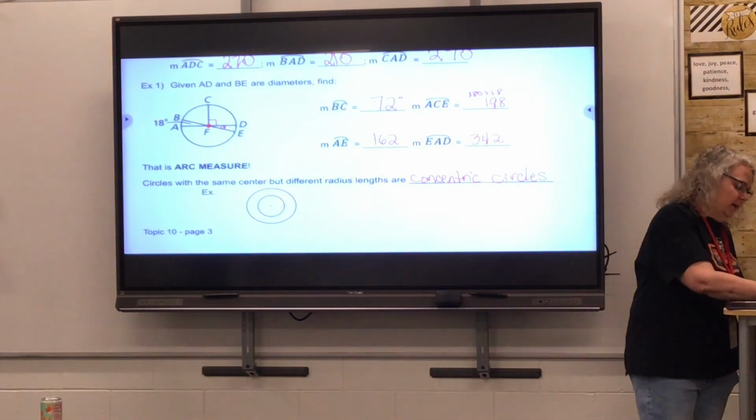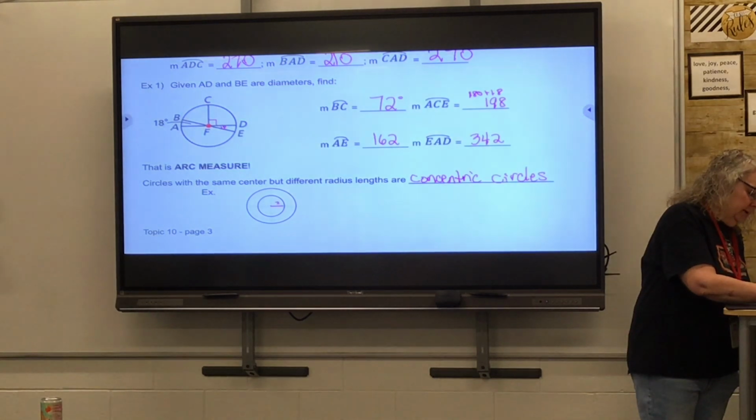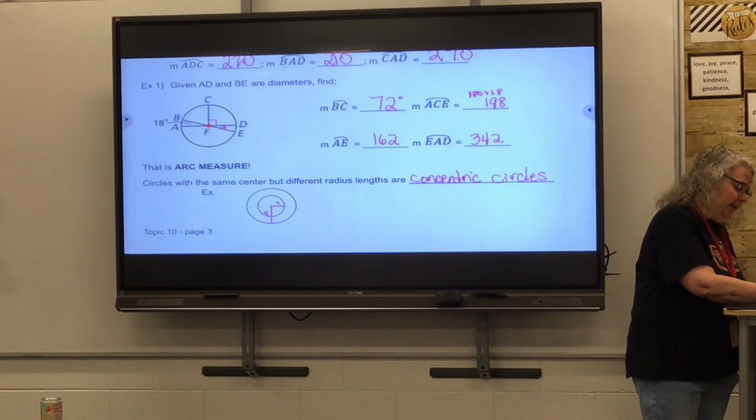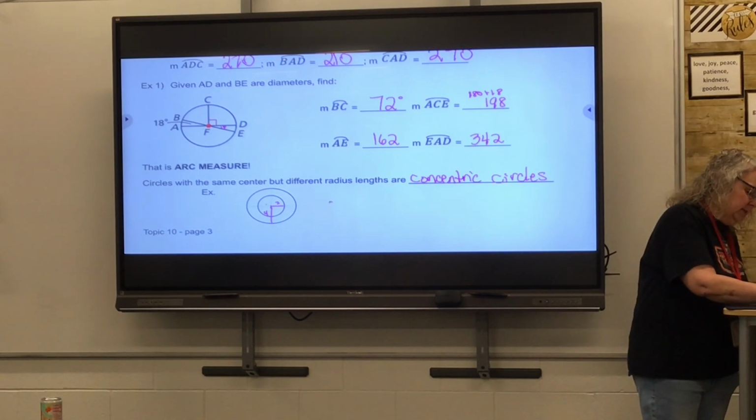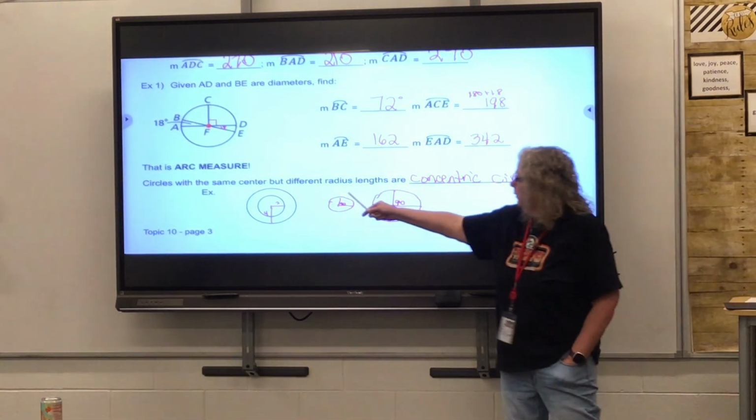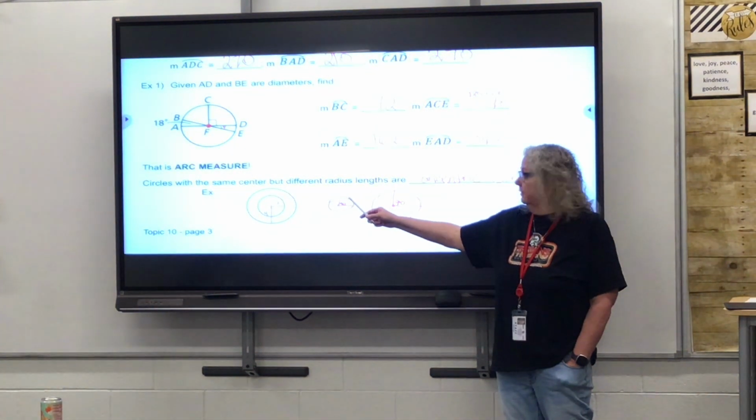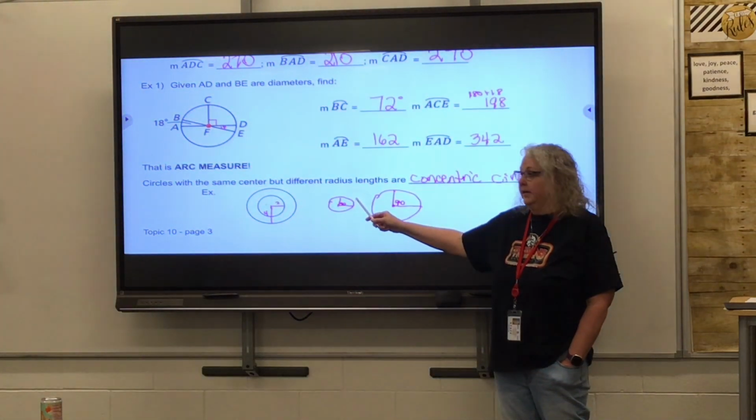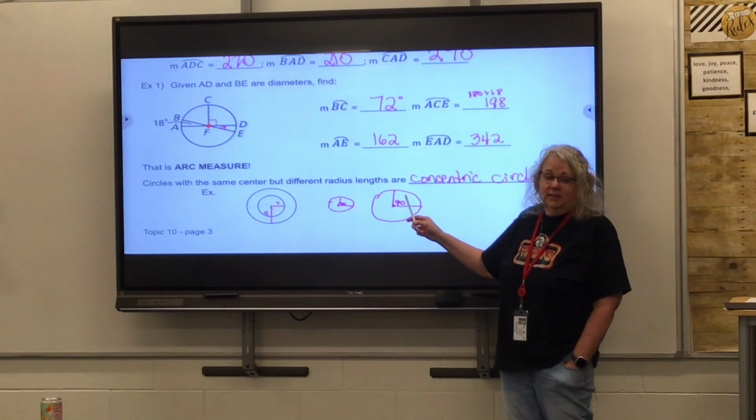So, if this radius were 2 and the longer one were 4, and let's say the angle in here is 90 degrees. I'm just going to draw this so you see it's separate. Those are not great circles, but you get the idea. If this is 90 degrees and this is 90 degrees, what do you know about the measure of this arc? 90 degrees, and the measure of this arc is 90 degrees.